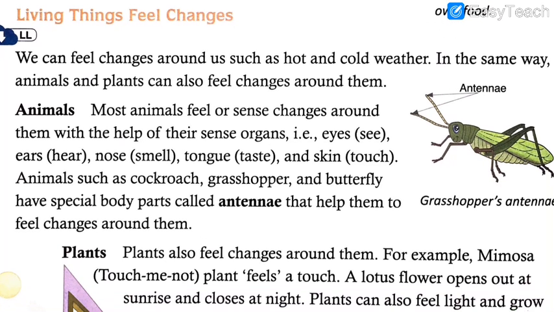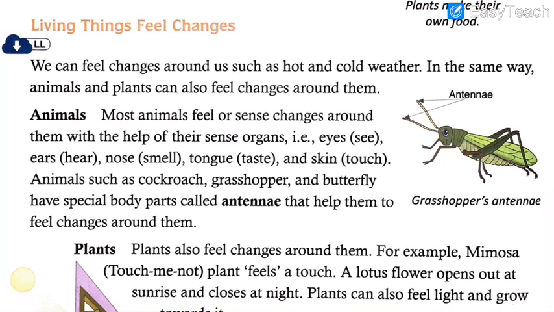Now, in the previous lecture, the last topic was this: living things feel changes. In this we saw how different living things have different ways to feel change. So I'll quickly give a brief idea of this topic. We can feel changes around us, such as hot and cold weather. In the same way, animals and plants can also feel changes around them.